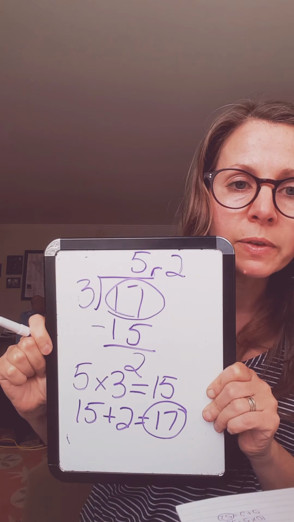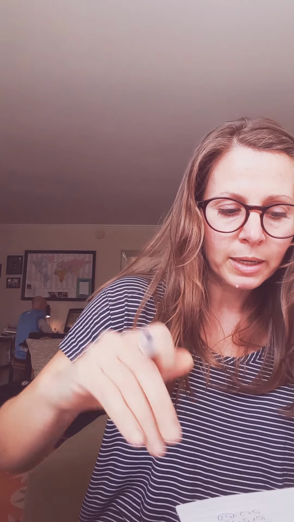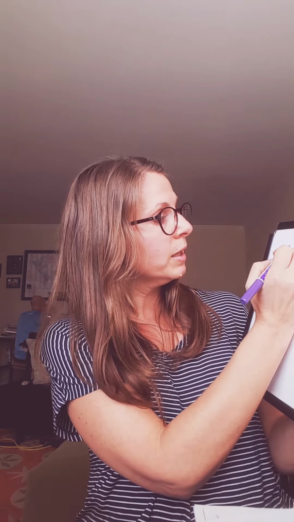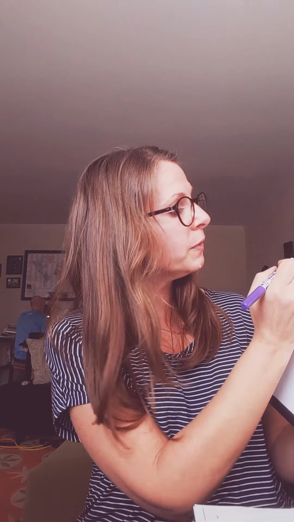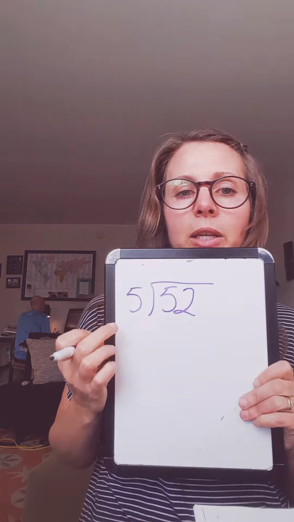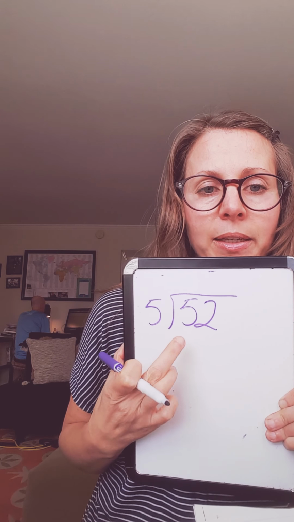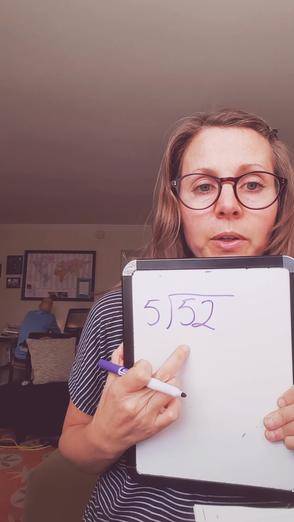Okay? All right. One more. Let's do one more together. This time I want you to write 52 divided by 5. So your 52 is the dividend, so it's going underneath the diving board, what we're going to divide up, and the divisor is 5. How many equal groups of 5 can we get into 52? That's what we're trying to figure out.